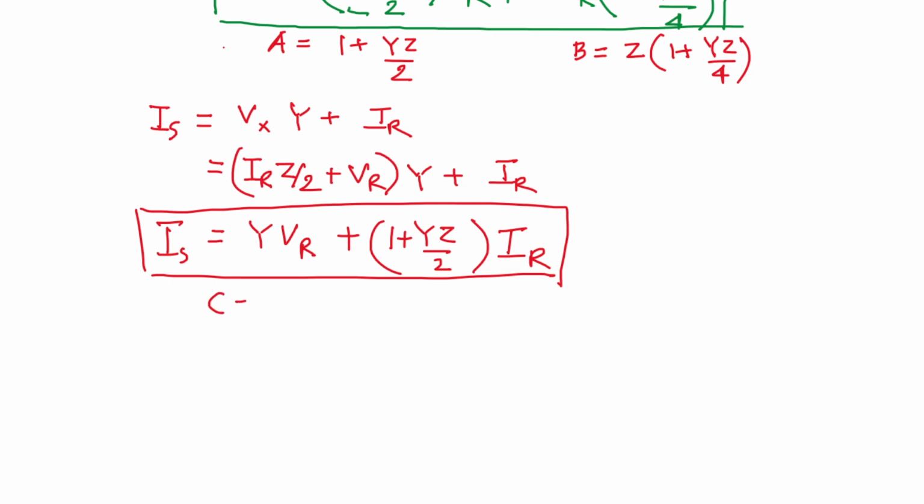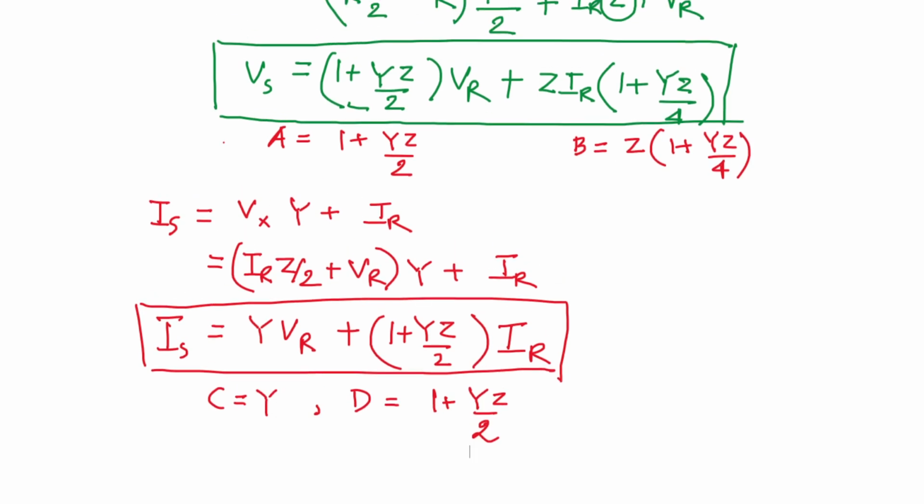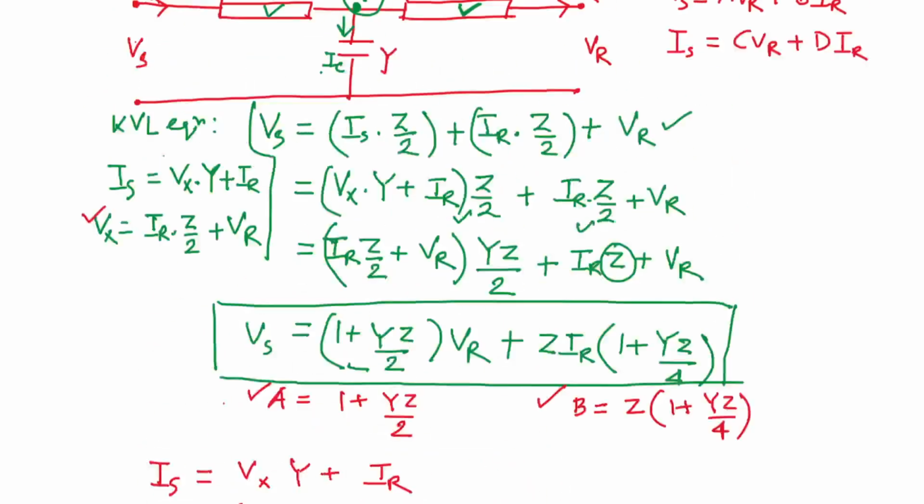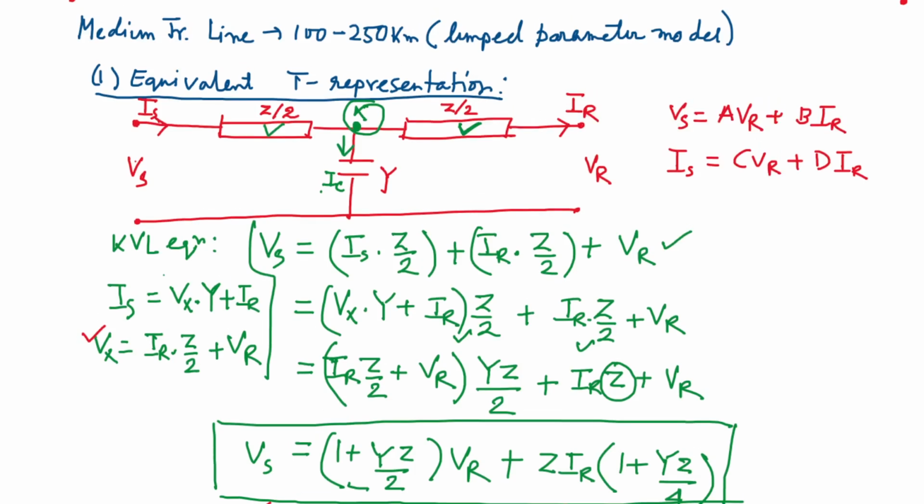So you get C is equal to Y and D is equal to 1 plus YZ by 2. We have evaluated A is equal to 1 plus YZ by 2, B is equal to Z multiplied by (1 plus YZ by 4), C is equal to Y, and D is equal to 1 plus YZ by 2. So this is the equivalent T representation.